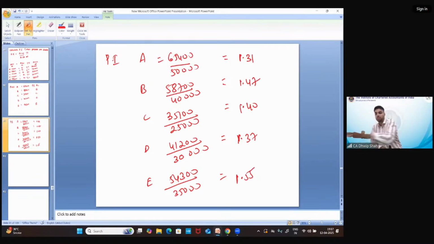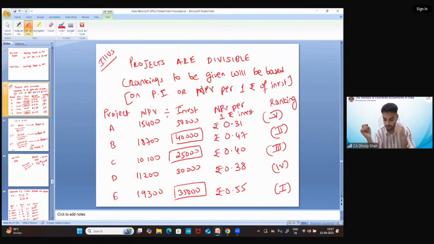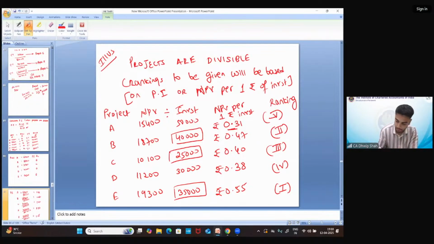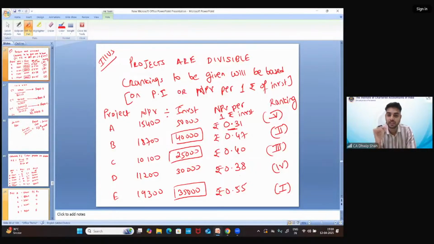So if you want to calculate PI very easily, see a shortcut. देखो कंपेयर करो. This was 0.31. बस इसमें आपको 1 रुपी ऐड करना है. Since NPV is positive, you have to just add 1 to calculate PVCI. So देखो 1.31, 1.47, 1.40, 1.38, 1.55. Simply this is a shortcut calculation. सब में 1 रुपी ऐड कर दो, you will get PVCI.